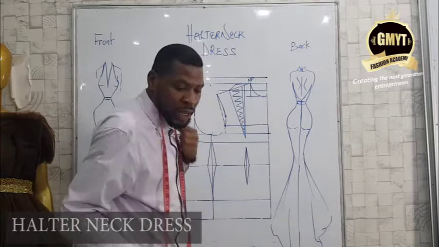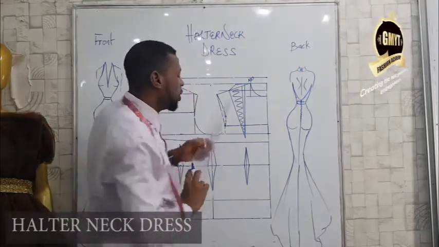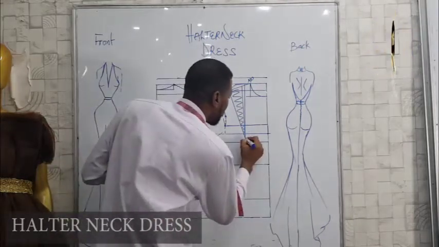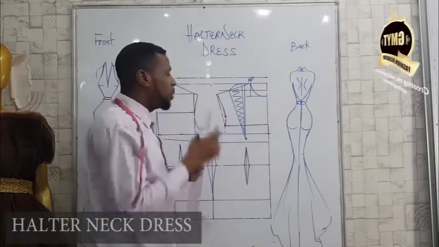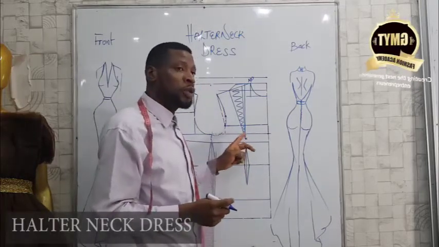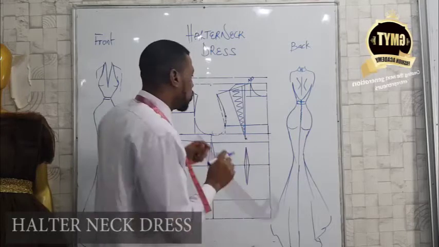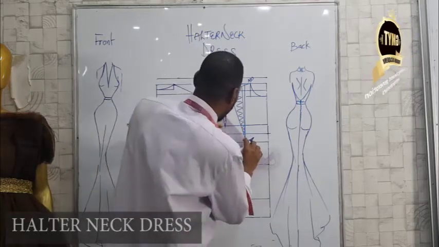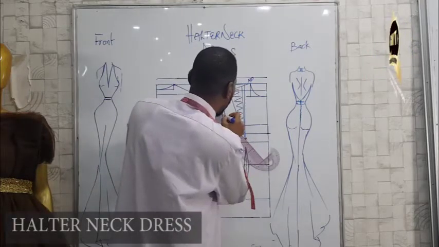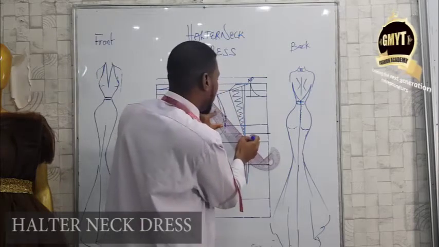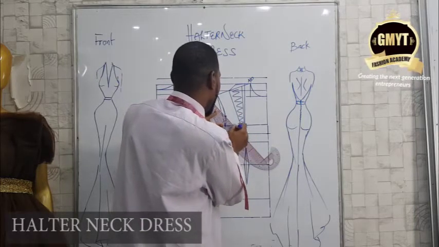Now, once we get the midpoint of the armhole, then you connect it to point X. Now, note that point X is 2 cm below your bust line on the pattern drafting. So once you connect it, you link a line from that midpoint of the armhole to point X. And you have this.